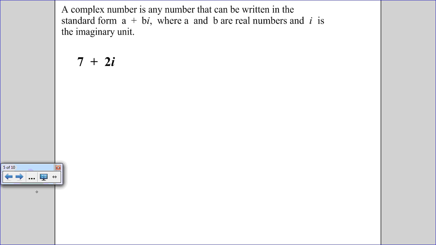Okay, what is a complex number? A complex number is any number that can be written in the standard form a plus bi, where a and b are real numbers, and i is the imaginary unit. So for 7 plus 2i, a is 7 and b is 2. And a and b could be any real number for it to be complex.